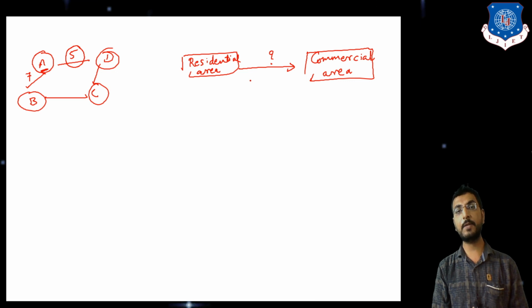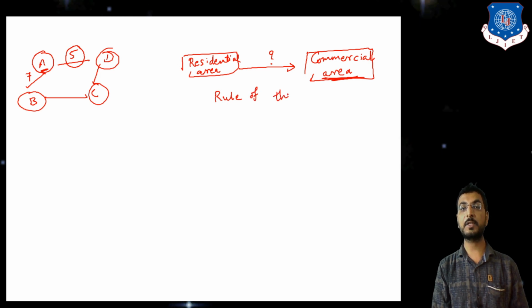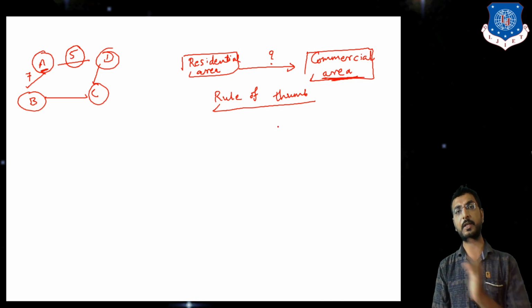So what will you select in form of heuristic function? You are going to observe some high-rise buildings, some huge complexes and all. So you will be able to come to know that I have entered some commercial area of that city. Okay, so that you have treated in form of heuristic function. So heuristic function is just like a rule of thumb. Listen everyone, heuristic function is just like a rule of thumb. So using this rule of thumb, you will be able to deduce that from residential area you have reached the commercial area.